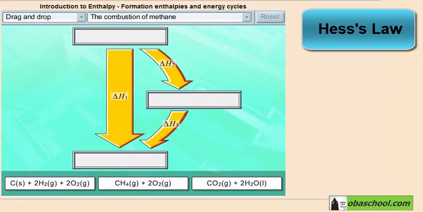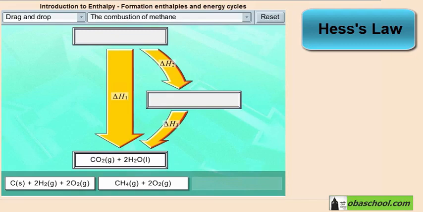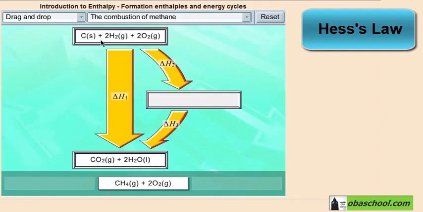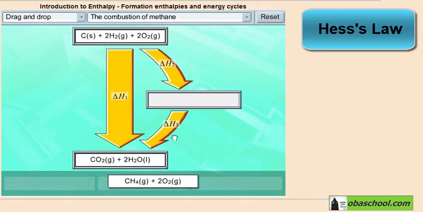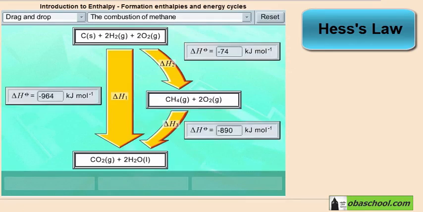Let's take another example, which is the combustion of methane. So the combustion of methane should produce carbon dioxide and water as the final products. So these are the carbon dioxide and water. We can start with the starting materials of this product, which are carbon, hydrogen, and oxygen in their standard states, and produce directly carbon dioxide and water, or we can use these to produce methane, which will undergo then a combustion reaction to produce carbon dioxide and water. According to Hess's law, delta H1 will be equal to delta H2 plus delta H3.